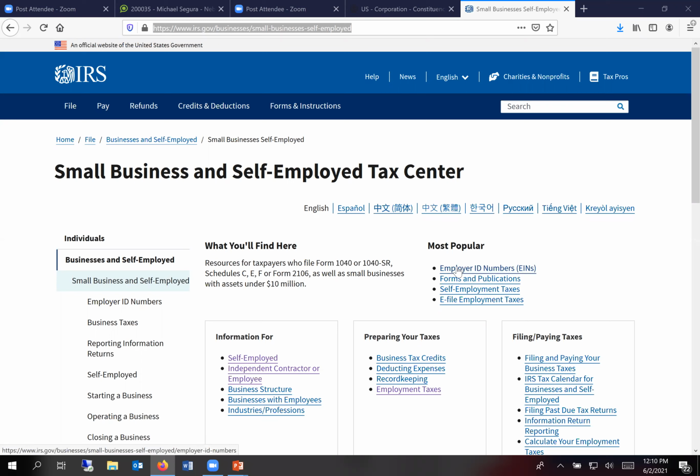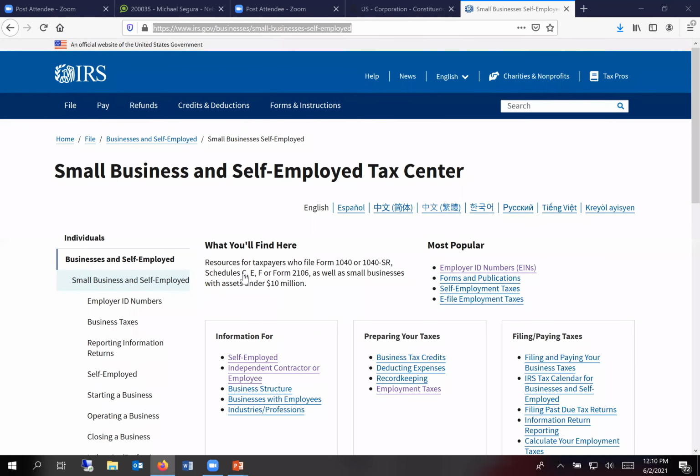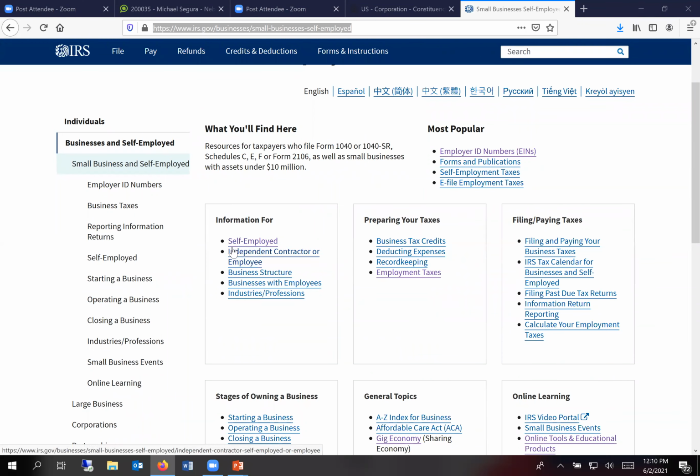Here's a great link to employer identification numbers. Do I need one? How do I replace one if I lost mine? There's information for the self-employed. There's information on business structures. They have great information on businesses with employees and business tax credits.